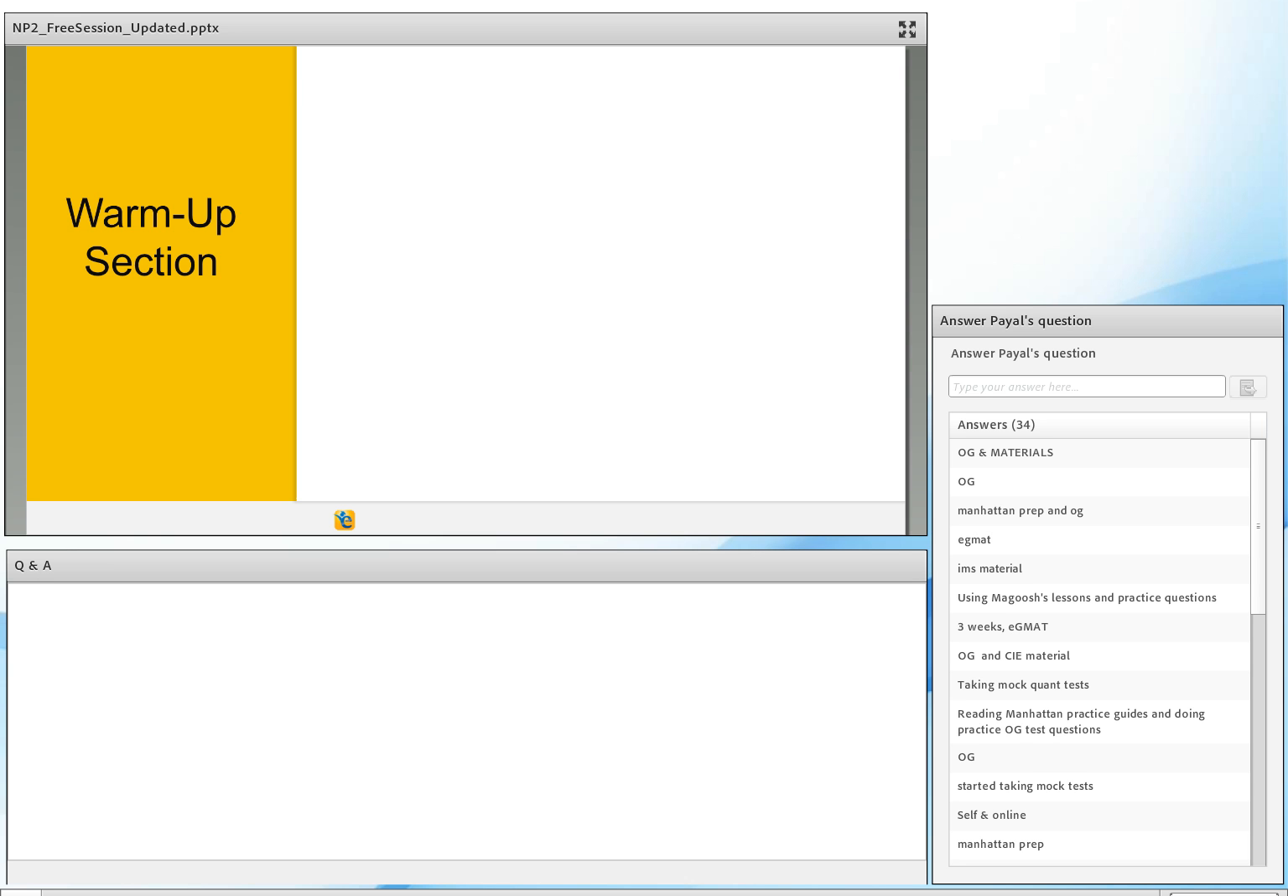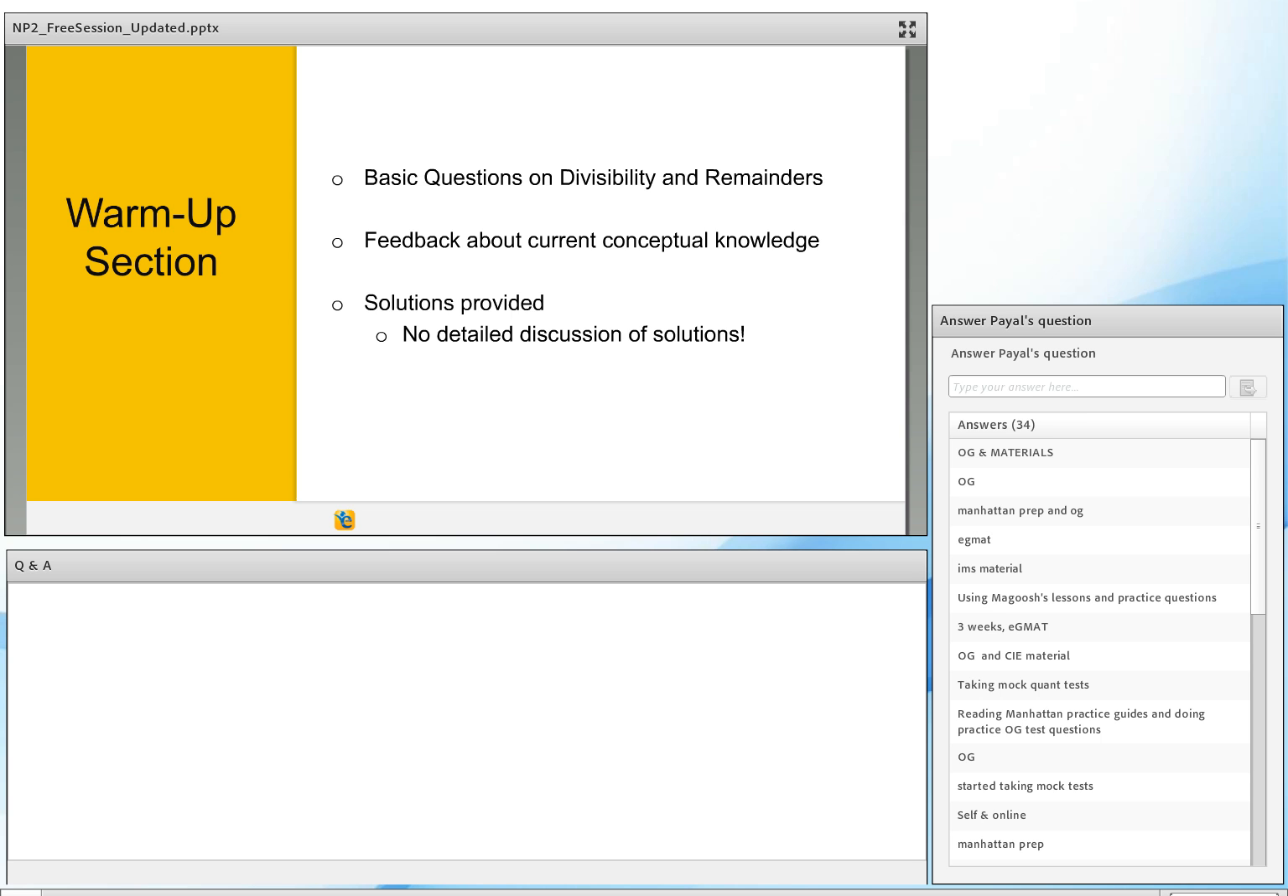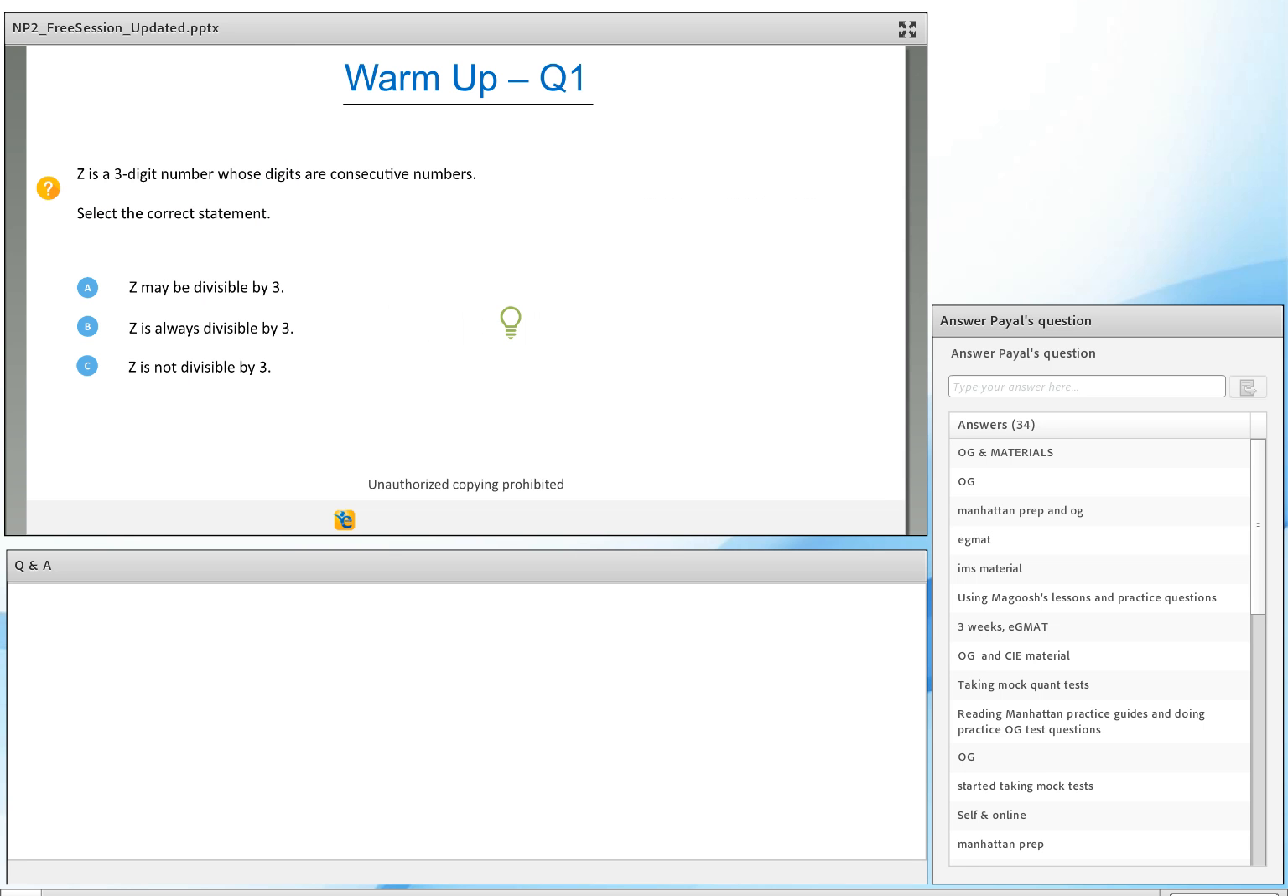And as I said earlier, there are going to be things that will not be natural to you right now, but just follow along with me, and then towards the end, you will see the benefit of that. So in the warm-up section, we're going to be talking about basic questions on divisibility and remainders, and based on these 5 questions, I believe, I will be able to give you feedback on your conceptual understanding. We won't be discussing these topics in detail. I'm just going to be briefly explaining the solution.